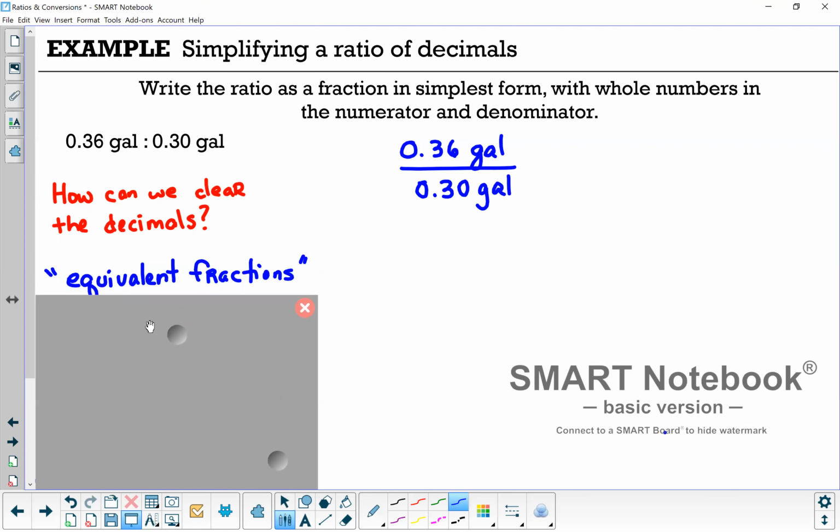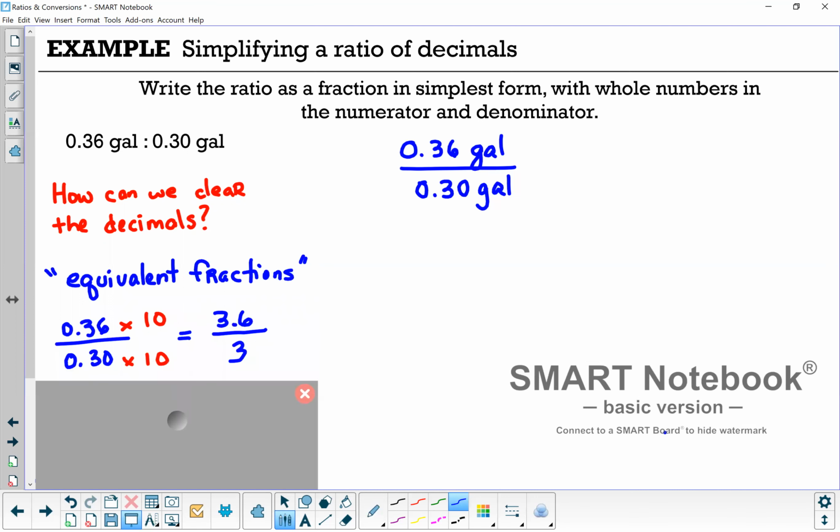Okay, so we basically want to take the fraction we have and get something equivalent to it that has whole numbers. So let's consider, what if I took the numerator and denominator and multiplied each of those by 10? What would that give me? Well, if I multiply the numerator by 10, I get 3.6. And if I multiply the denominator by 10, I get 3. So it doesn't quite give me whole numbers in the numerator and denominator. So let's try something else.